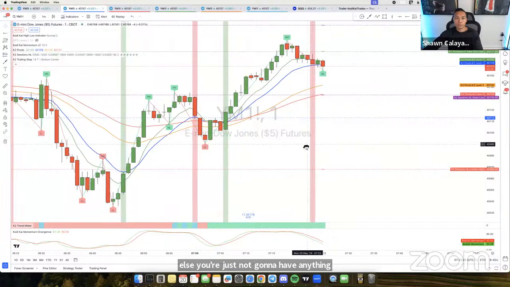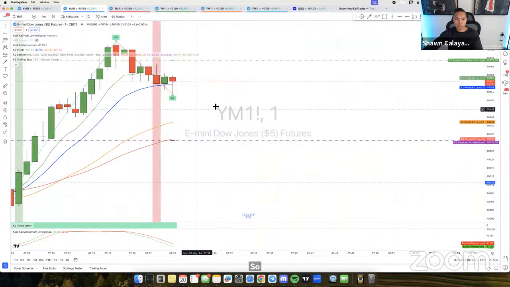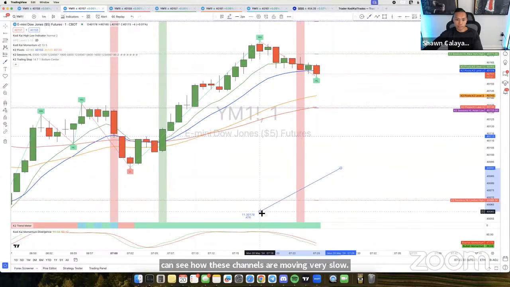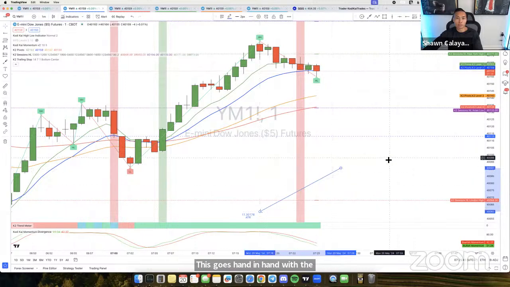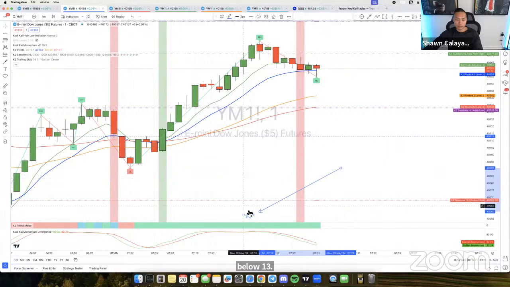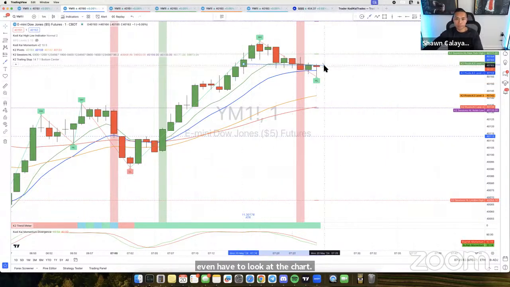So preferably, I'd be looking for a buy here. If anything, we might have a shift in trend, but you guys can see how these candles are moving very slow. This goes hand in hand with the ATR. The ATR is currently at 11 right now. If you remember what I said earlier this morning, if the ATR goes below 12 or below 13, it's probably just going to be consolidating. You don't even have to look at the chart. You just look at the ATR, you see that it's below 12 right now, and look what price is doing: consolidating.